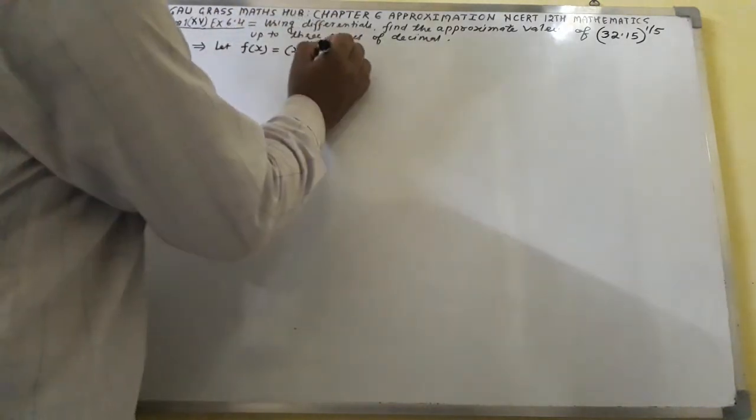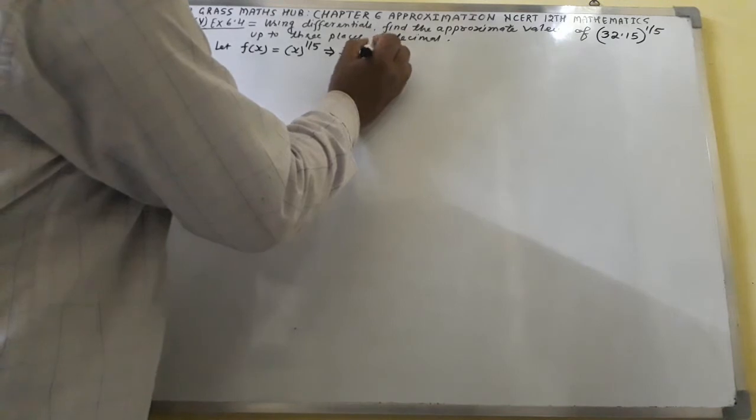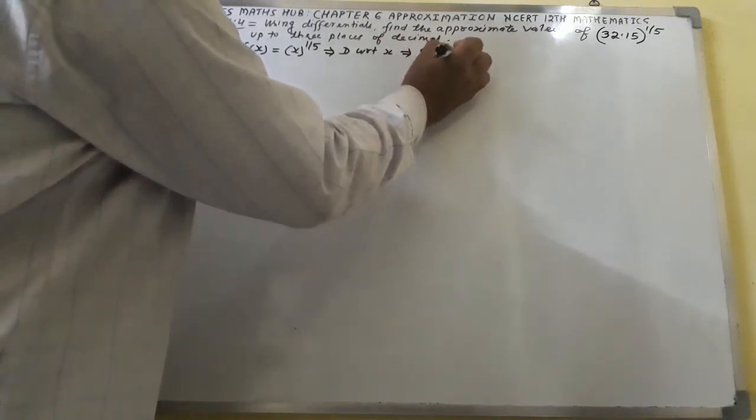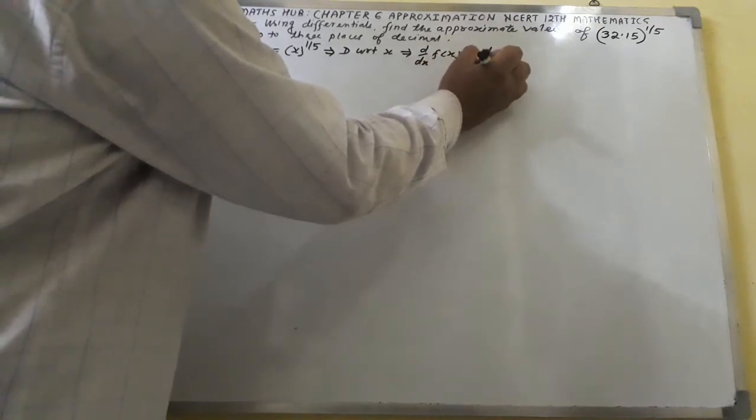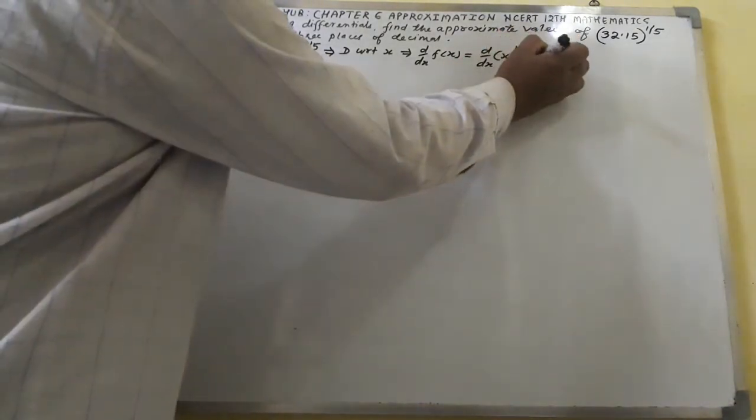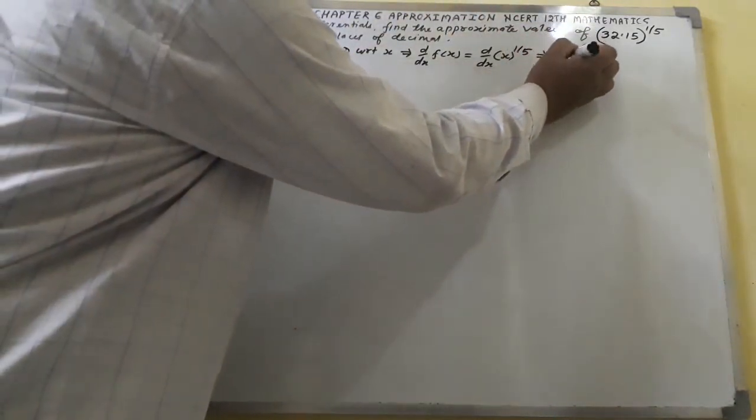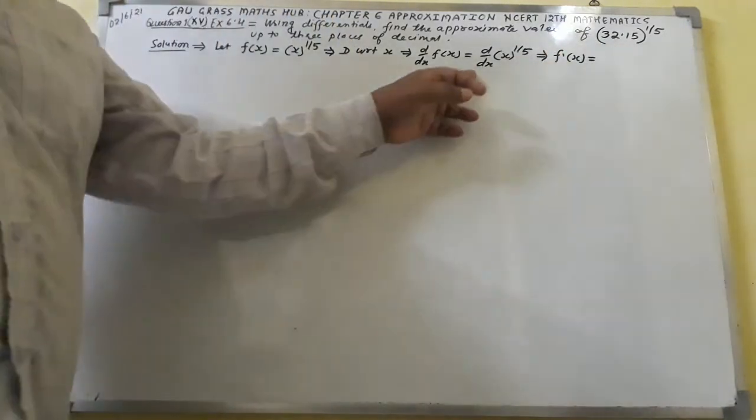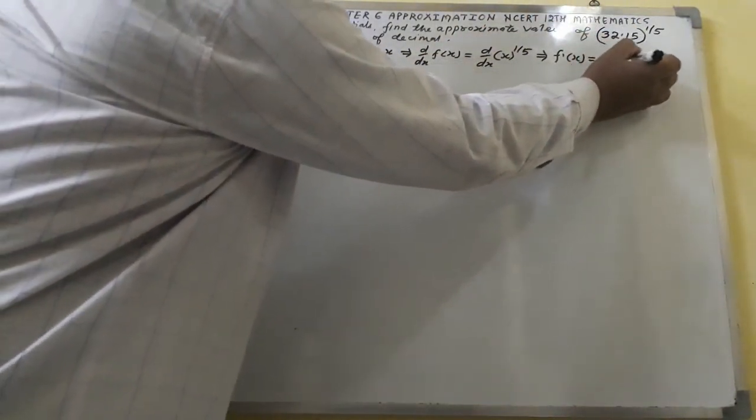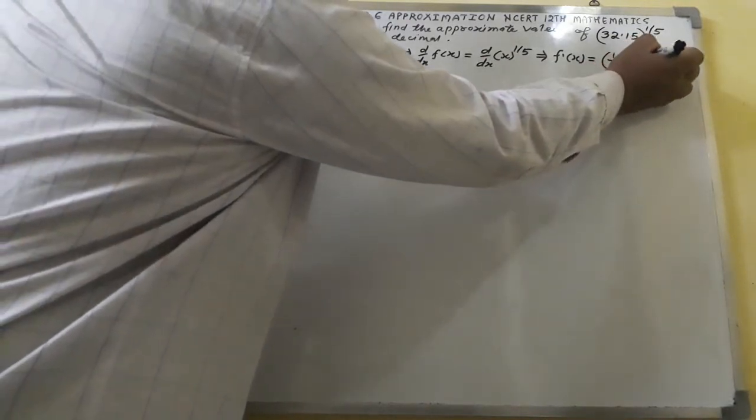What will we do next? Differentiating f of x with respect to x, we get d over dx of f of x equal to d over dx of x raised to the power 1 over 5, that is, f dash of x equal to 1 over 5 x raised to the power 1 over 5 minus 1.